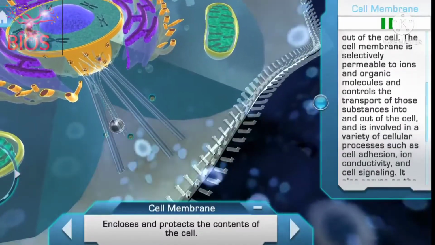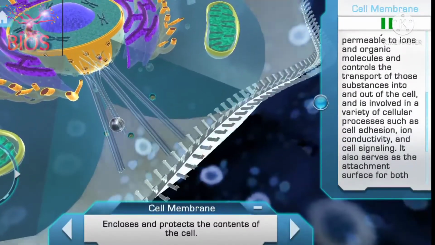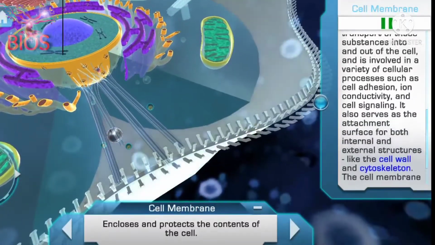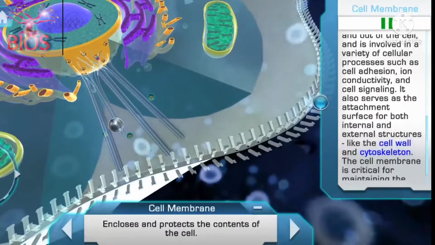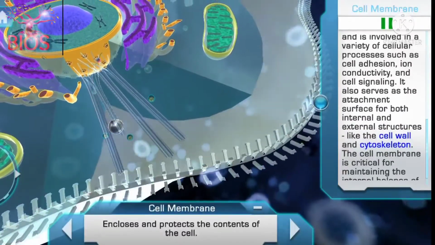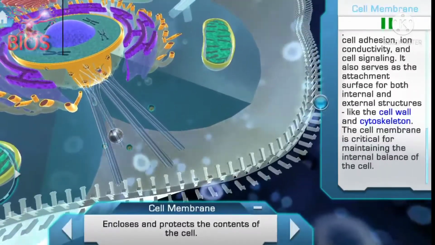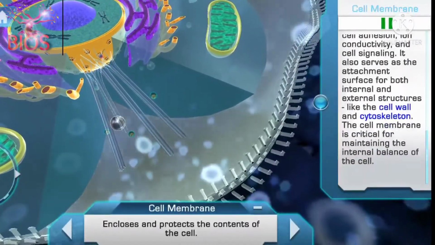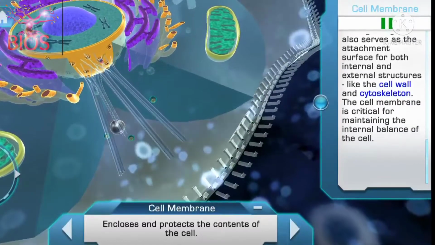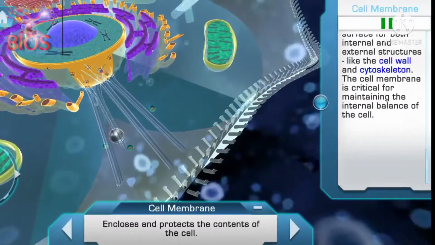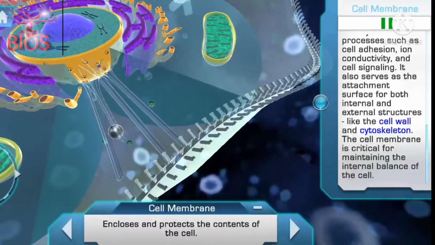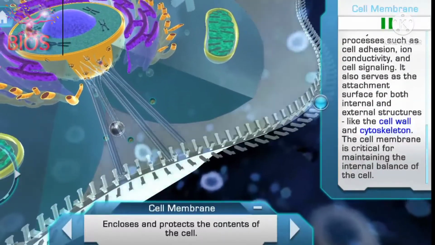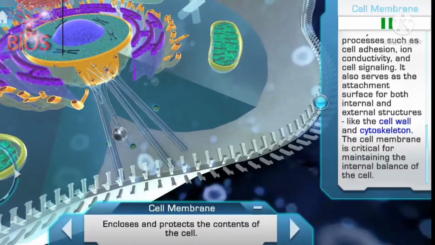The cell membrane is selectively permeable to ions and organic molecules and controls the transport of those substances into and out of the cell, and is involved in a variety of cell processes such as cell adhesion, ion conductivity, and cell signaling. It also serves as the attachment surface for both internal and external structures, like the cell wall and cytoskeleton. The cell membrane is critical for maintaining the internal balance of the cell.